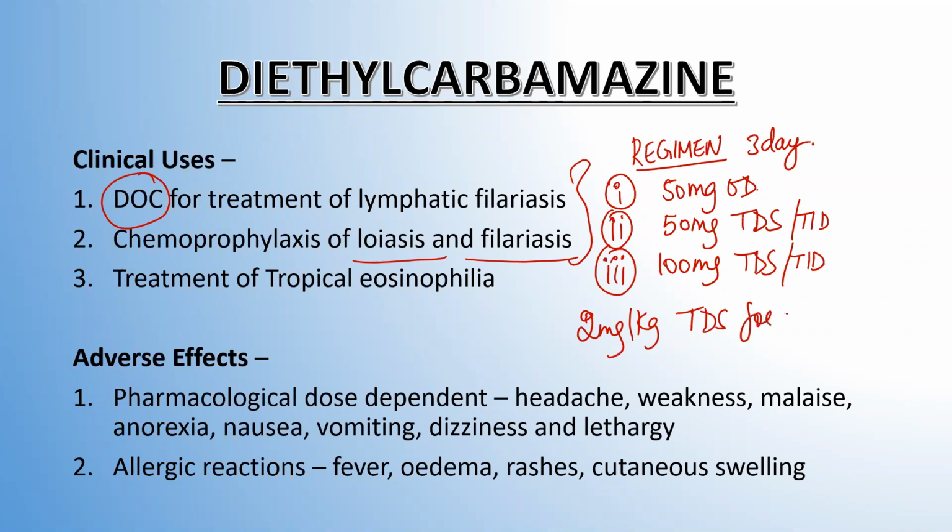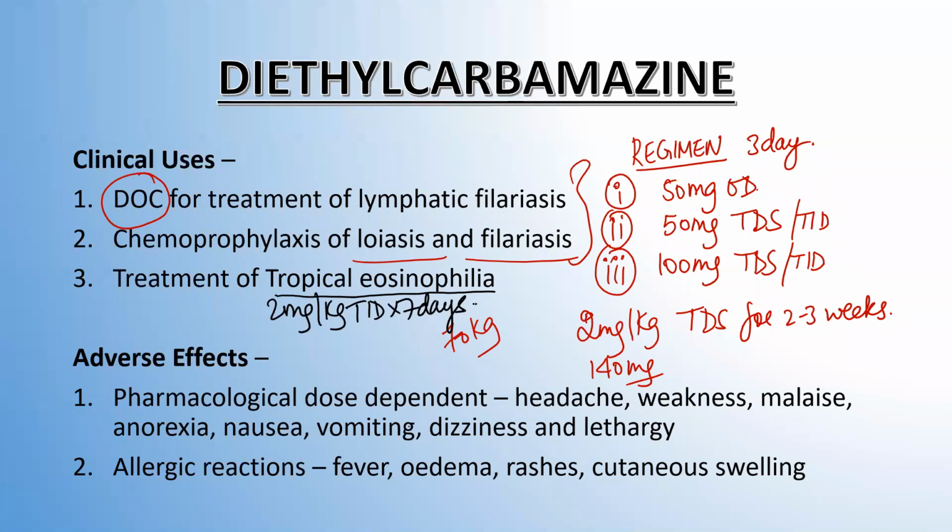3 times a day for 2 to 3 weeks. So if a patient, let's say, is 70 kgs, that means you have to give this drug 140 milligrams 3 times a day for 2 to 3 weeks. Okay. Then it is also used for tropical eosinophilia, and it is given in a dose of again 2 milligram per kg 3 times a day for 7 days.